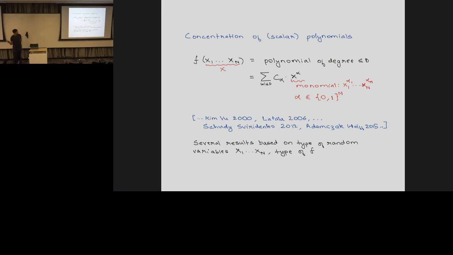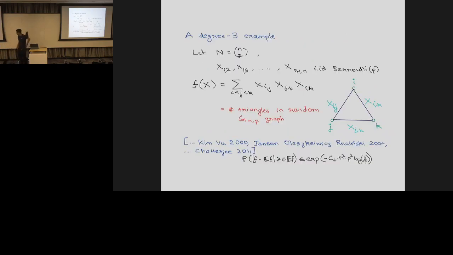Okay. Any questions about the setup? So F is just a polynomial in n independent random variables. We are still interested in the question of how far it is from its mean, let's say. The same kind of question we've been looking at in the past couple of slides. All right. Okay, and let's look at a specific example just to sort of reorient ourselves.